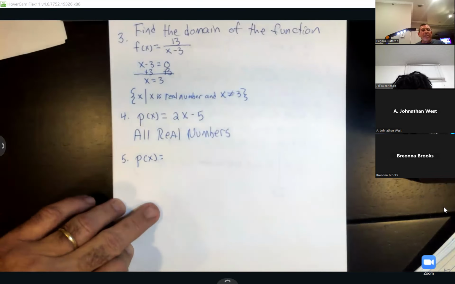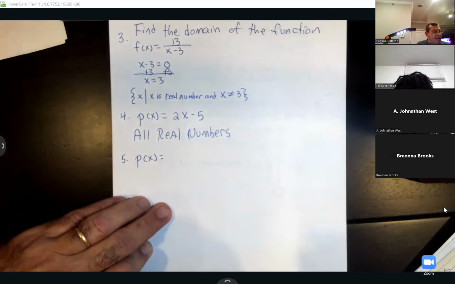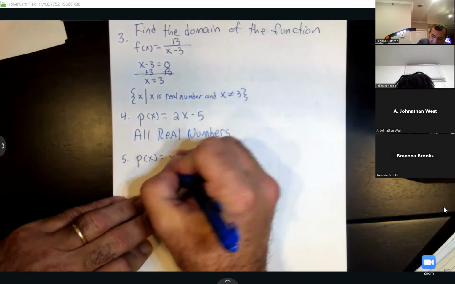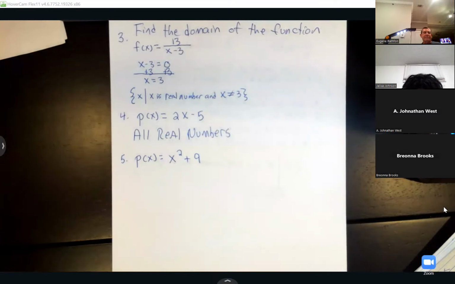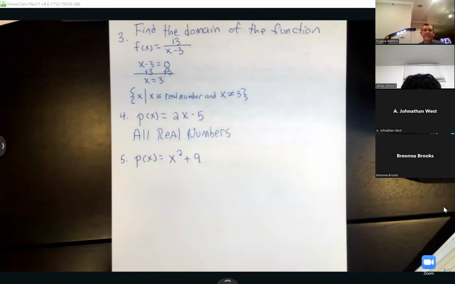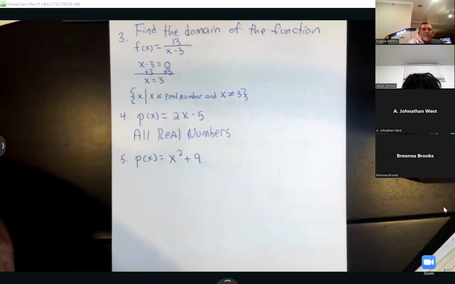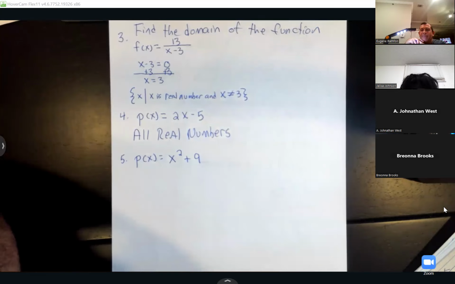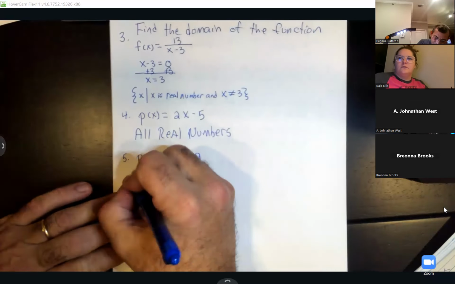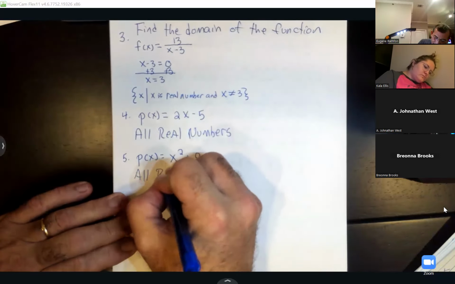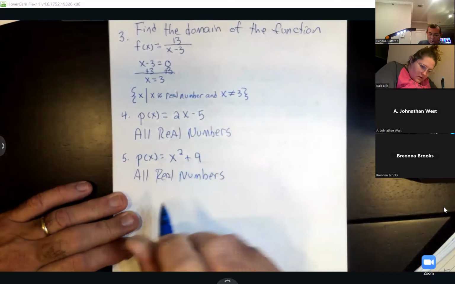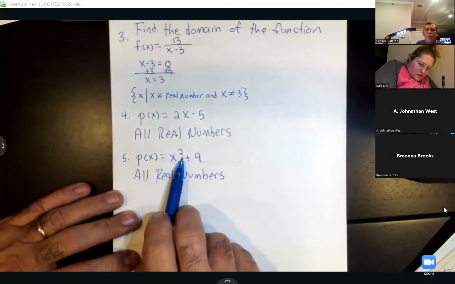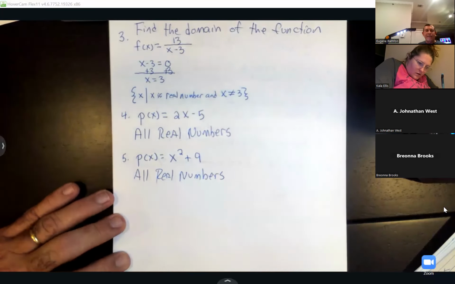All right, so I'm gonna let y'all redeem yourself on this one. I've got P of x equals x squared plus 9. So what is that domain? All real numbers. No matter what I put in for that x, I can square it and add 9 to it, okay?